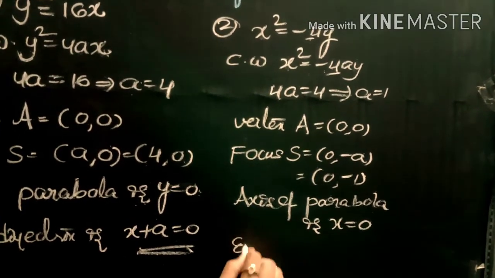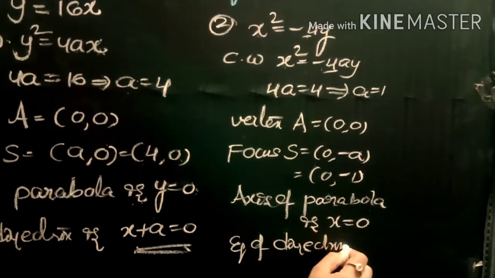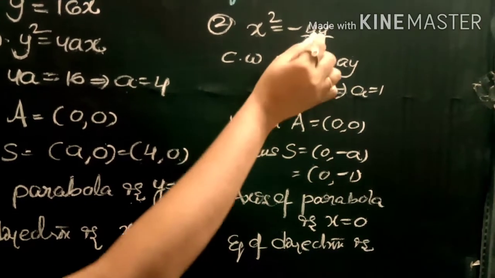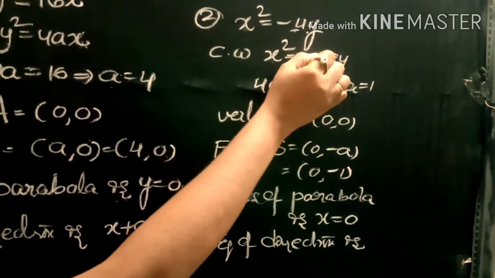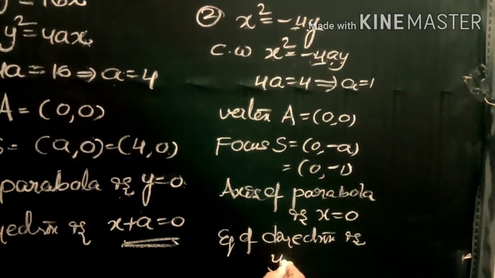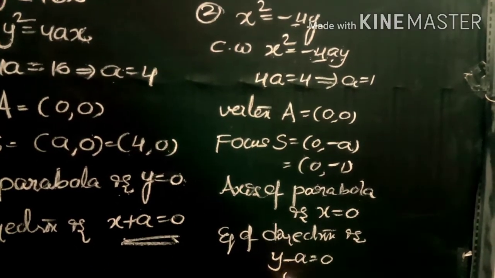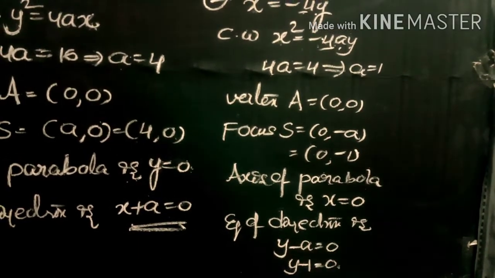And equation of directrix. Equation of directrix means we take the right hand side value, which is y minus a equal to 0. Since here we have the term minus a, so y minus a equal to 0. That is y minus, here a is equal to 1, then y minus 1 equal to 0.